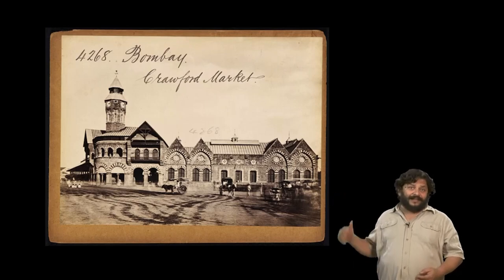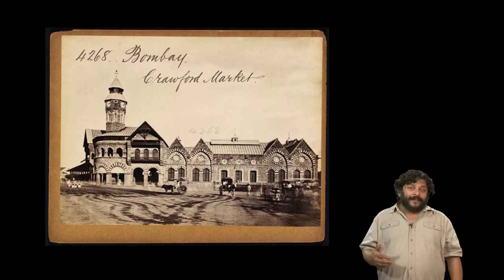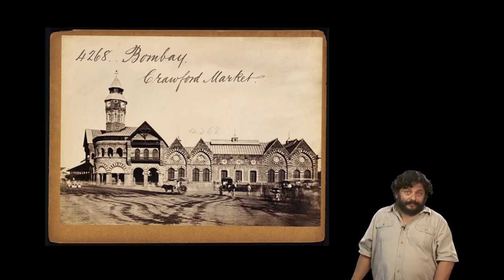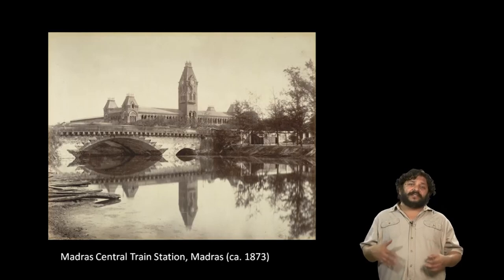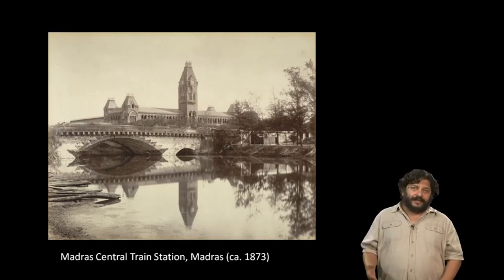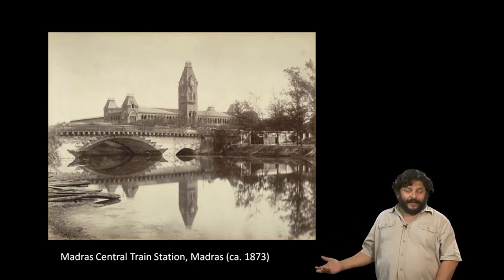And sometimes, as the case of Crawford Market is, this was a style that was a mixture of Gothic elements and medieval Tudor styles in England. The railway station in Madras, built in the 1870s, again a monumental gesture of public benevolence, constructed in a style that reflected English values but could be replicated in India.